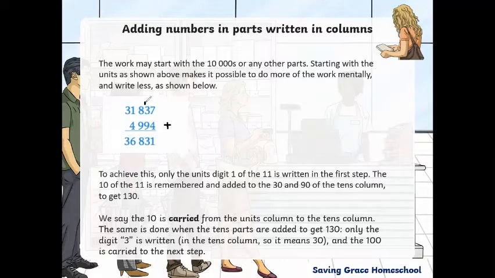So this is the 30 and 90, this is the tens column, remember, the second one. So then we have 1 plus 3 plus 9. So that is 1 plus 3 is 4, plus 9 gives us 13, but we only write the 3. So it says here, only the 3 digit is written in the tens column, so that means 30. And then again, because we got 13, it's 130 actually, we carry the 1 again. So anything above 9, you'll carry the 1.